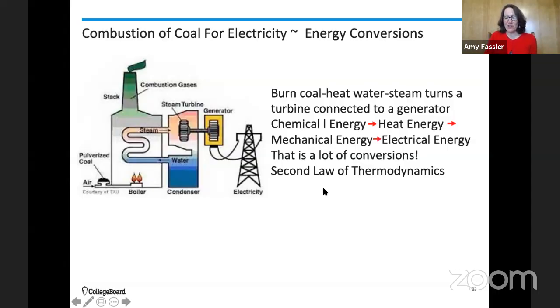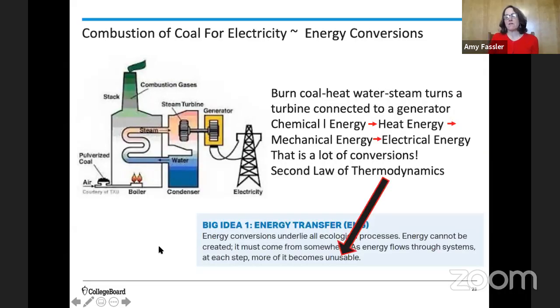That's a lot of conversions. So remember the second law of thermodynamics. I am going from chemical energy, the potential energy stored in the chemical bonds of that hydrocarbon, to heat energy, to mechanical energy, spinning that turbine, to electrical energy. All of those conversions mean that at each conversion step, there's a loss of quality energy. I just have a lot of wasted energy. And so the more energy conversion steps I have, the less efficient my energy conversion process is. And that's really a drawback.